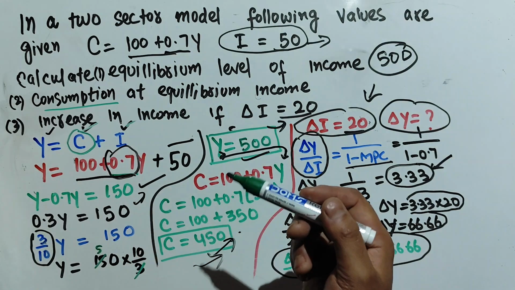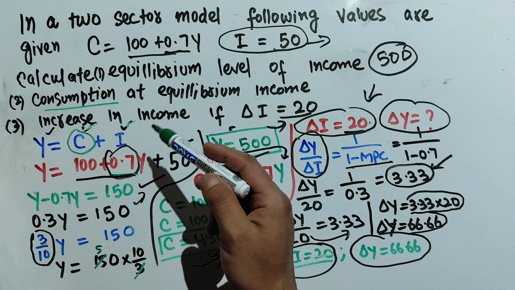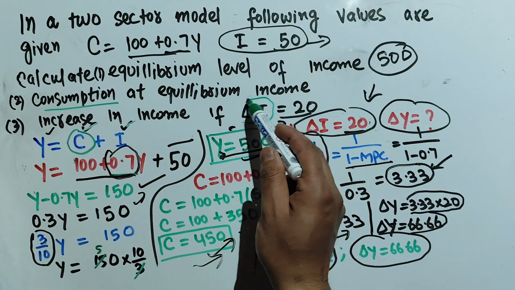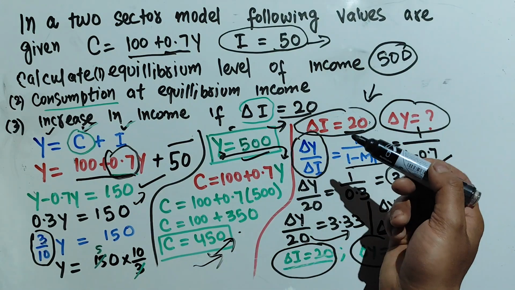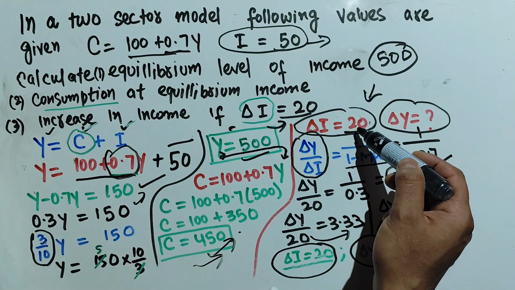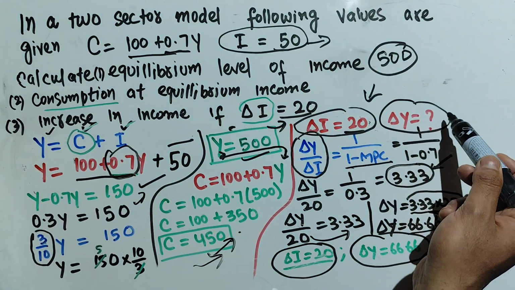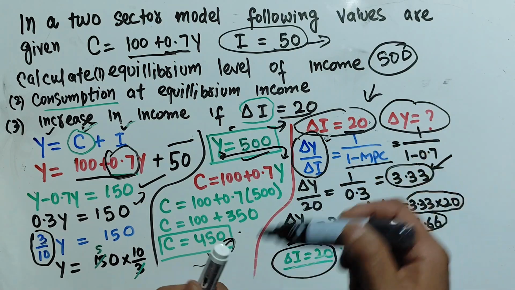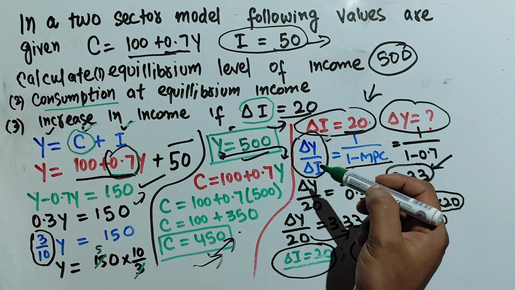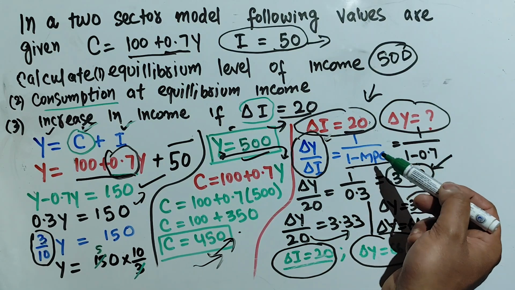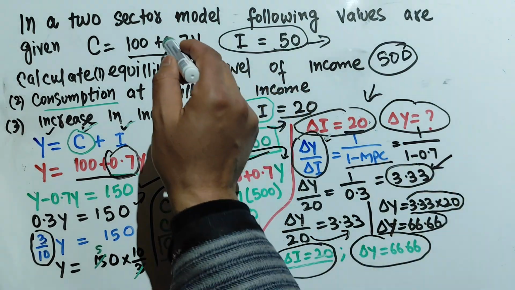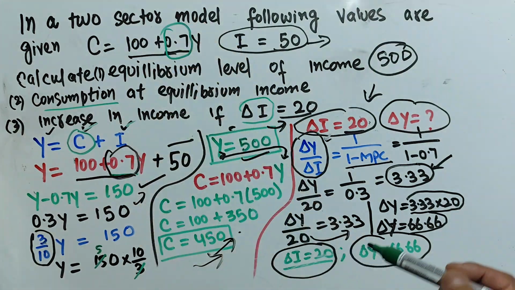Next, we are told to find out how much income will change if the investment changes by 20 units. For this, we use the investment multiplier formula. So the change in investment is 20, and the change in income we need to find out. We apply the investment multiplier formula, which says that the change in income due to change in investment is equal to 1 upon 1 minus the marginal propensity to consume. The marginal propensity to consume is this 0.7.